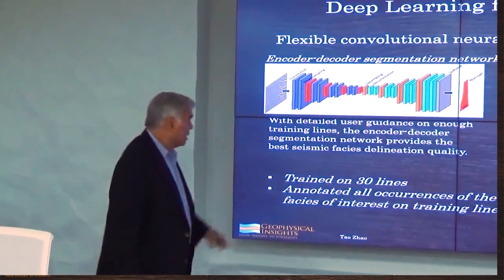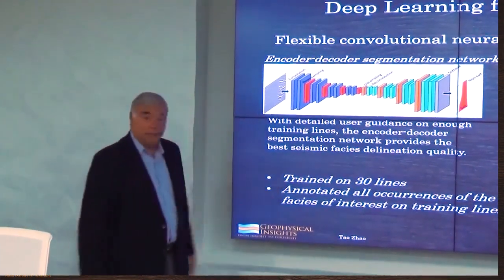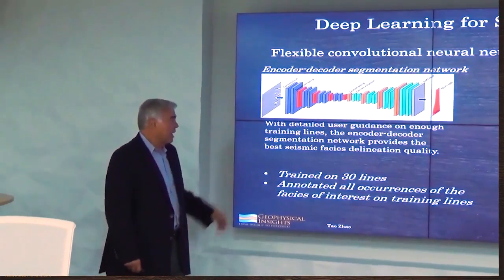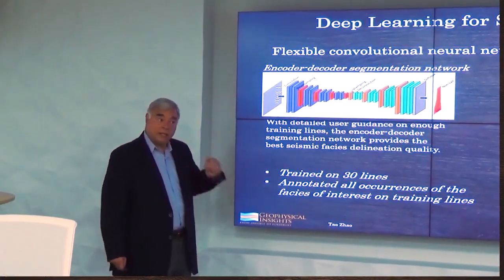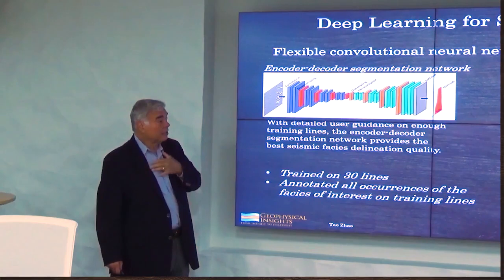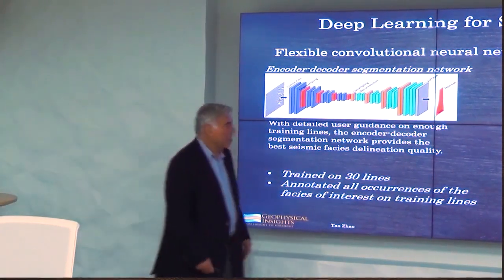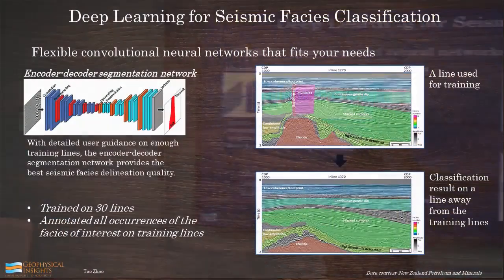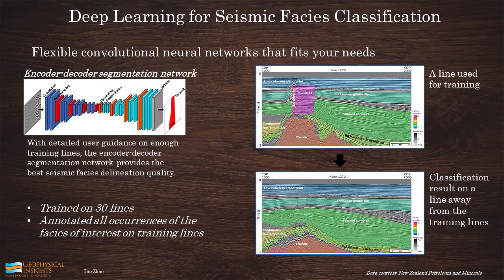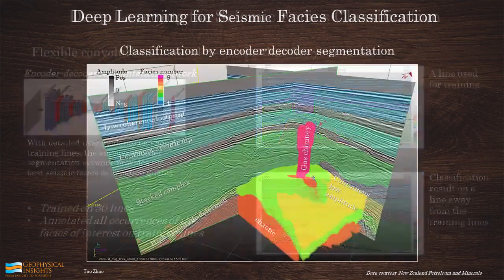Now, this is used on training on 30 lines throughout the 3D data set, and after that training is done, then hit the button and let the neural network process the whole network, analyze all of the data. And you can see some of the results over here. The classification results were on a line, and then these are some examples of the different gross lithologies of these boundaries.